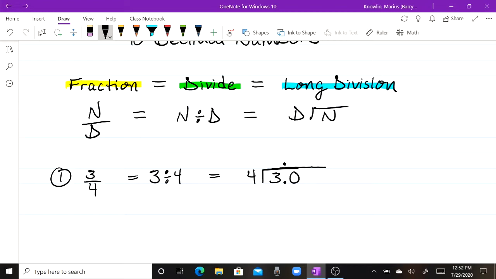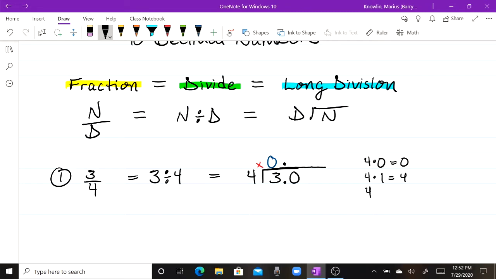Just to double check, we know that 4 times 0 is equal to 0. And 4 times 1 is equal to 4. So we know that 4 can go into 3 0 times. So really, we could put a 0 here. We already know that. But let's keep going. We want to see how many times 4 can go into 30 now.